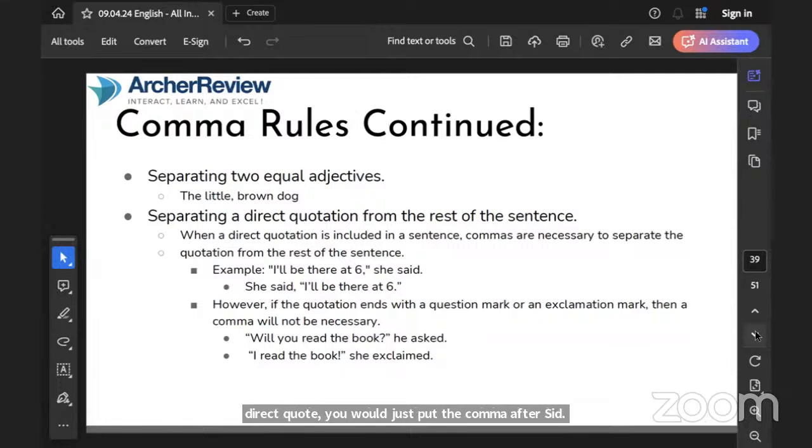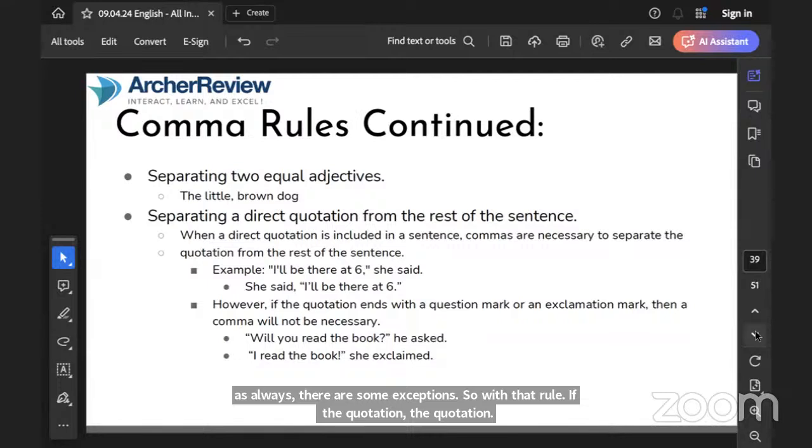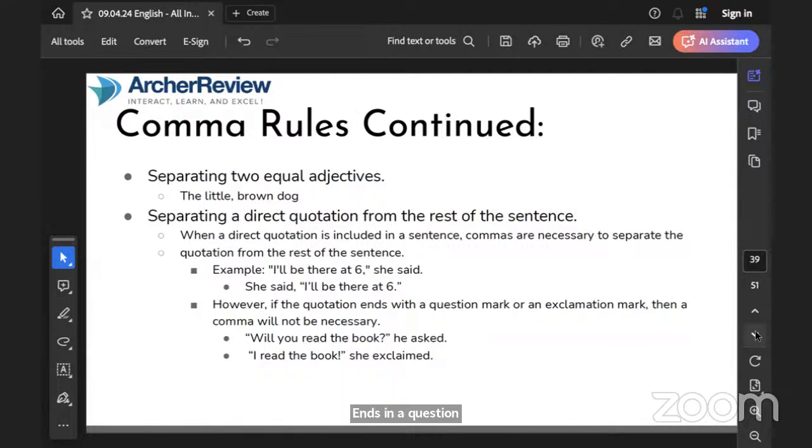Now, as always, there are some exceptions. So with that rule, if the quotation ends in a question mark or an exclamation mark, question marks and exclamation marks kind of override commas. So you use the question mark and the exclamation mark. You don't use a comma.